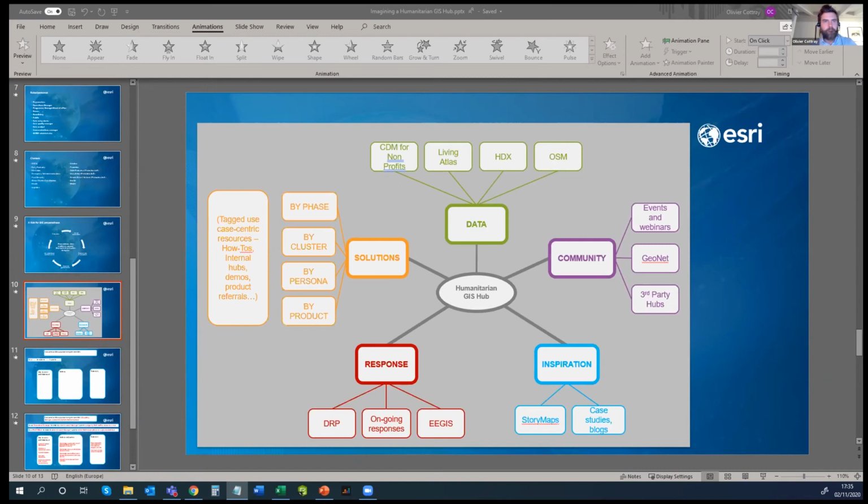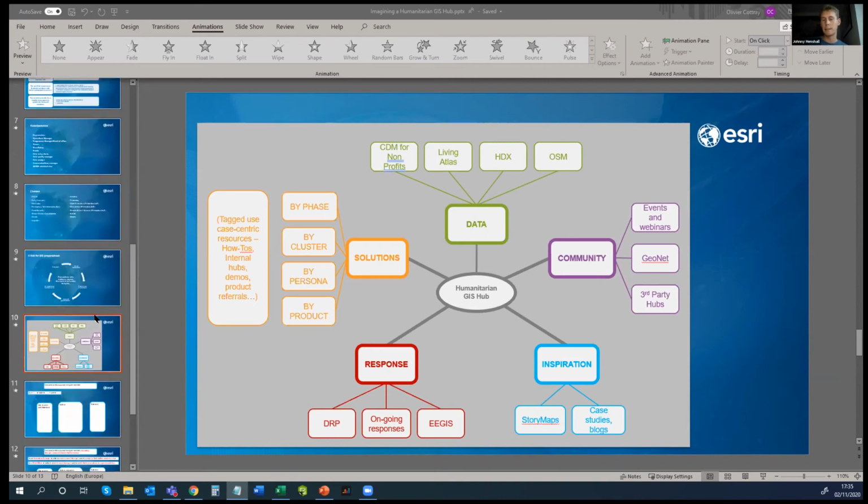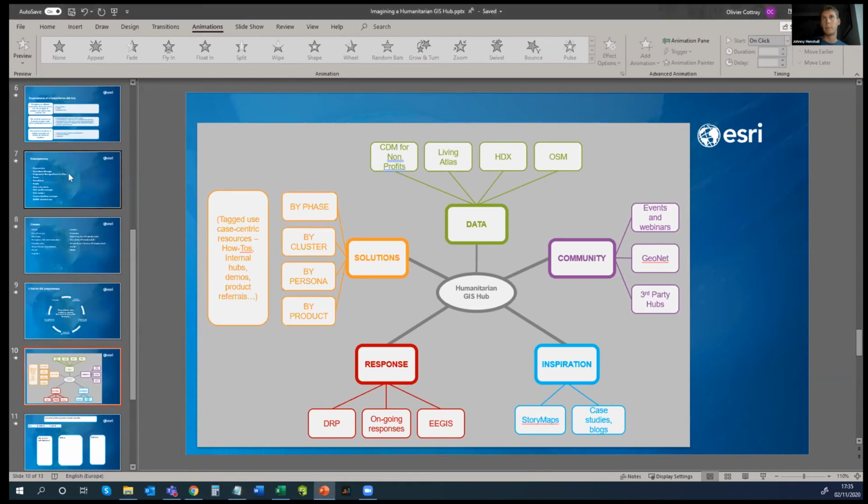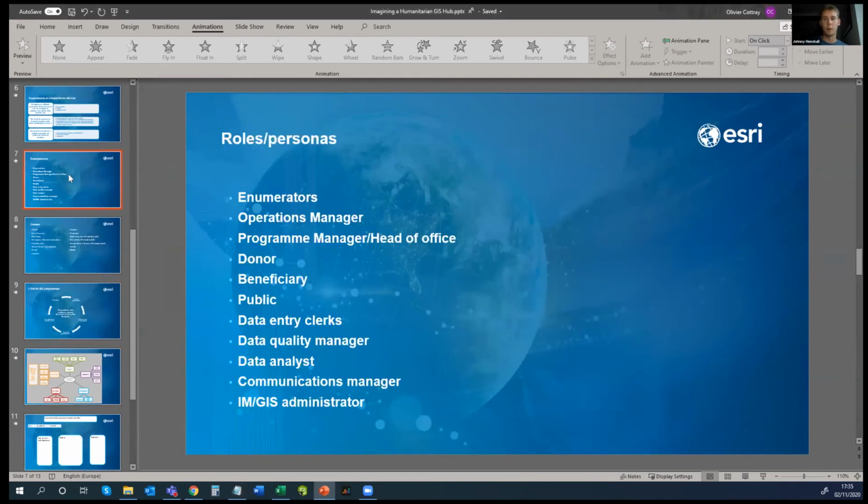Johnny. I touched on it in our chat, just on the roles and personas that you've identified already. I'm wondering, are these the target users, or is this just what you're considering at this stage? Because a site made for the public would be very different to one for a GIS analyst, for example, and it's quite hard to make something that meets everybody's needs.